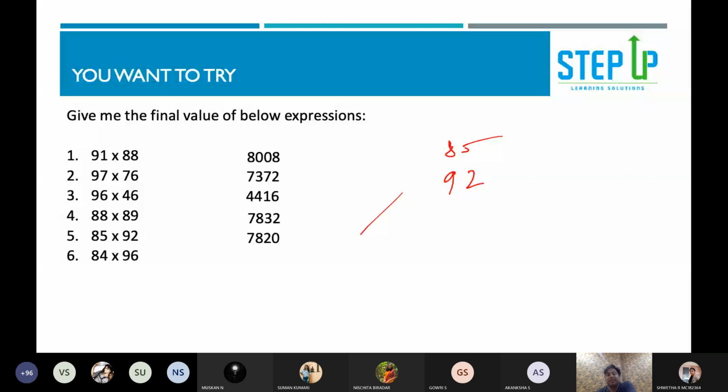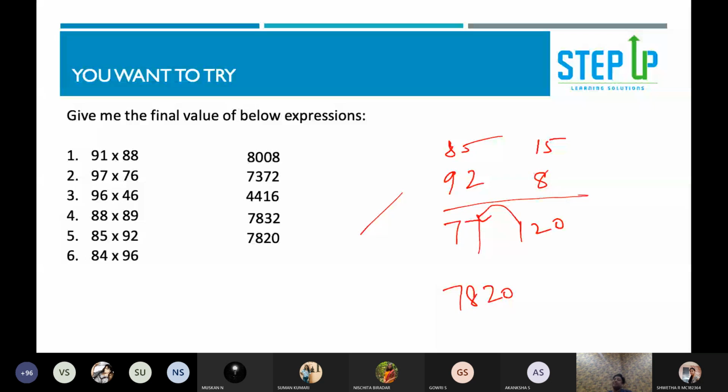First step, 100 minus 85 is how much? 15. 100 minus 92 is how much? 8. Now cross subtract: 85 minus 8 is 77, right? 15 into 8 is 120. Just carry forward the number. It comes out to be 7820.